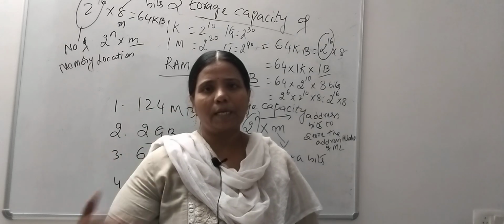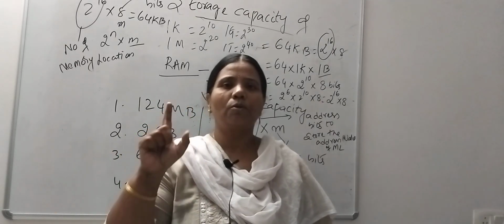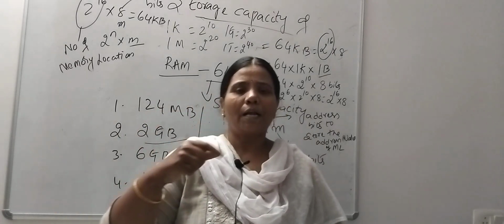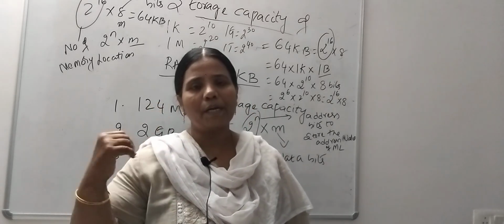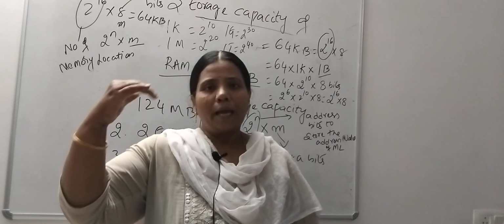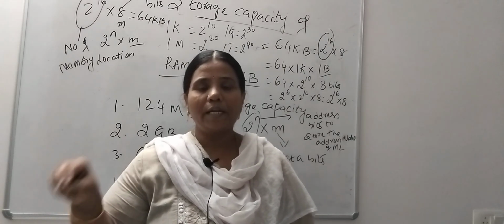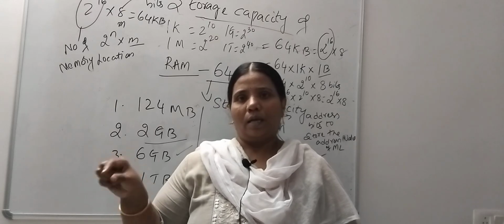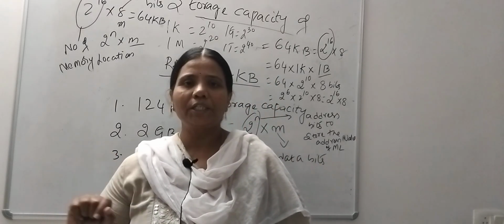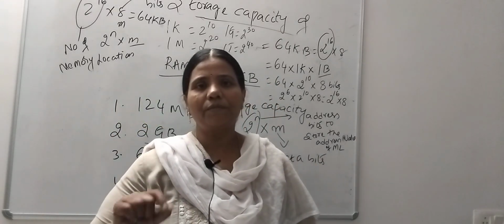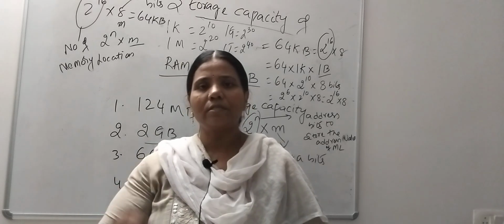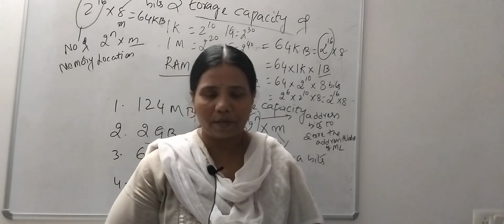Whatever the storage capacity is, you have to express it as 2 to the power of n into m. 2 to the power of n represents the number of memory locations present in the memory. M represents the data bits used to store the data in the memory location, and n represents the address bits used for the address line of each memory location.